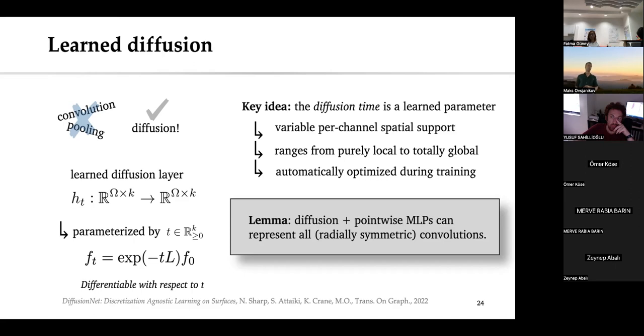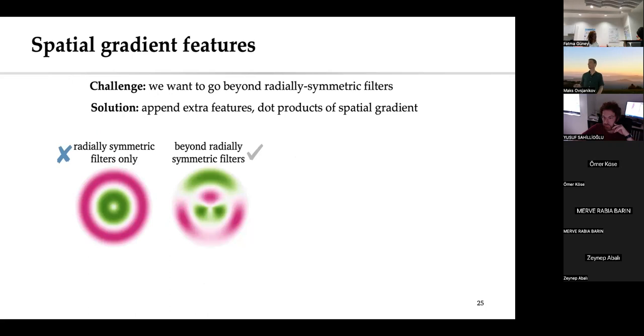Okay, there's one last thing that we need, though in the interest of time I can skip a little bit. Radially symmetric filters are filters that don't depend on the orientation, and if you just have diffusion and MLPs, that's the only thing you can represent. The reason is that diffusion or smoothing is an isotropic operation. It doesn't care about direction, so everything's smoothed the same way. Sometimes that's okay, but sometimes you might need filters that actually do care about directions.